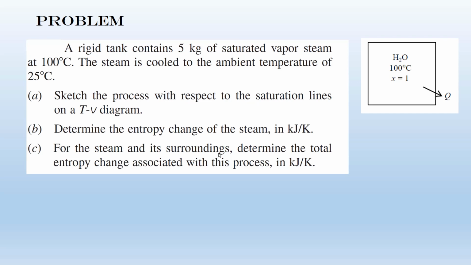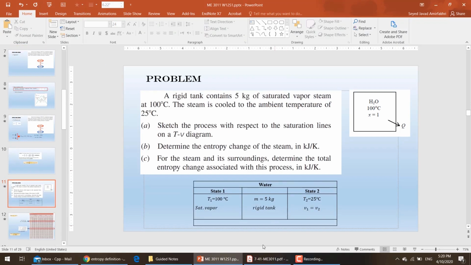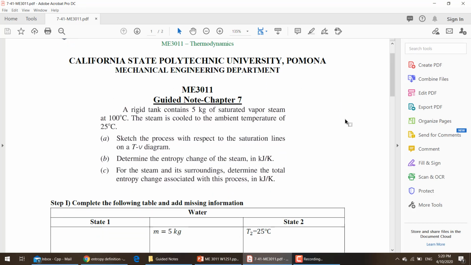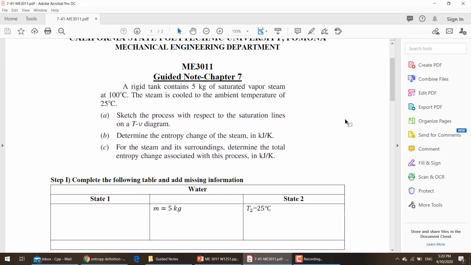I just shared a PDF file for this problem. Please open that PDF file, and then we will go over that problem here. Okay, yeah, this is the PDF file. So look, guys, we have a rigid tank containing 5 kilograms of saturated vapor steam at 100 degrees centigrade, and then the steam is cooled to the ambient temperature of 25 degrees centigrade.